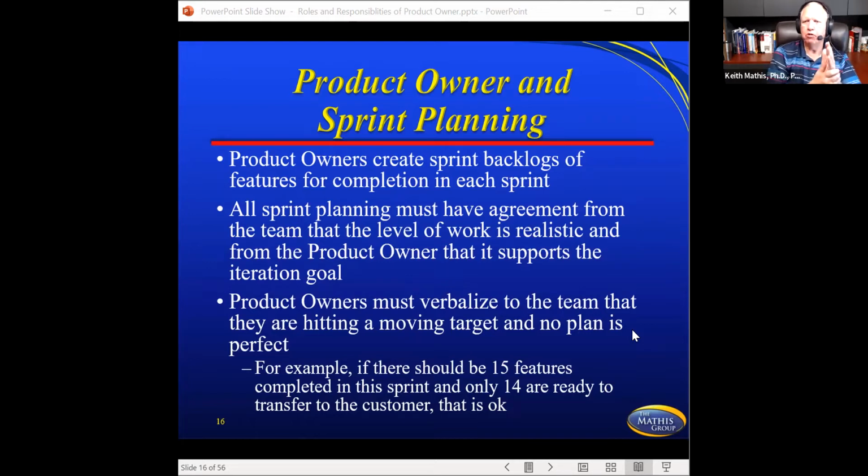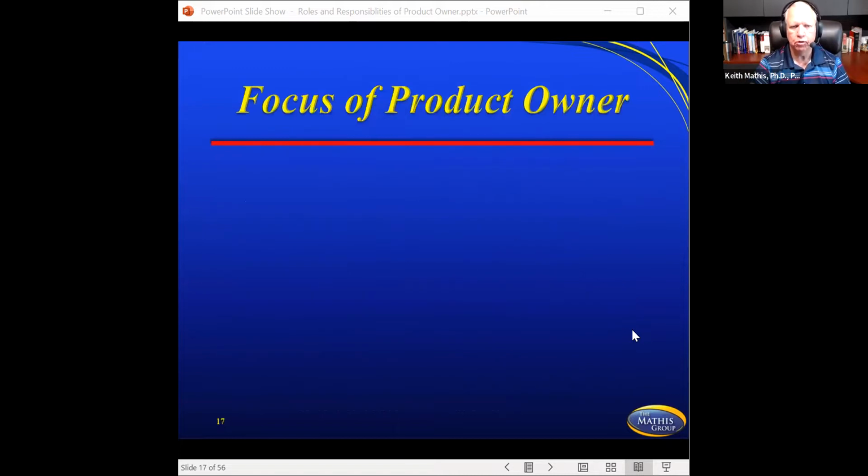So the product owner cannot be a dictator that says, I need 30 features in 4 weeks. They can say, I need these 30 features, but then the team comes back and says, okay, we can't do 30 in 4 weeks. That's going to take us 9 weeks. So let's break half of it up in sprint 1, half of it up into sprint 2, and then let's see what we have. So that team has that power to be able to push back.